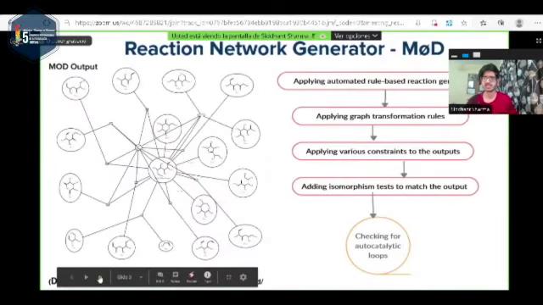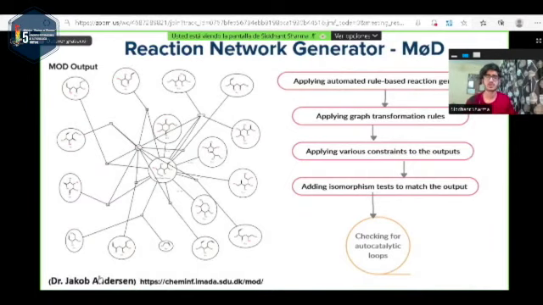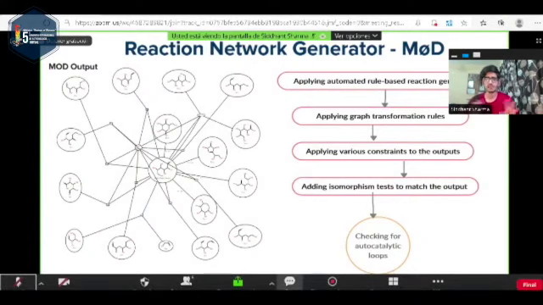Moving on, what was the automated rule-based reaction mechanism I was talking about? It was MOD, developed by our collaborators, Dr. Jacob Anderson at the University of Southern Denmark. What does it do? What is reaction generation, and what are rules? What are all the graphs you are seeing? What are the nodes? I'll be talking about that.